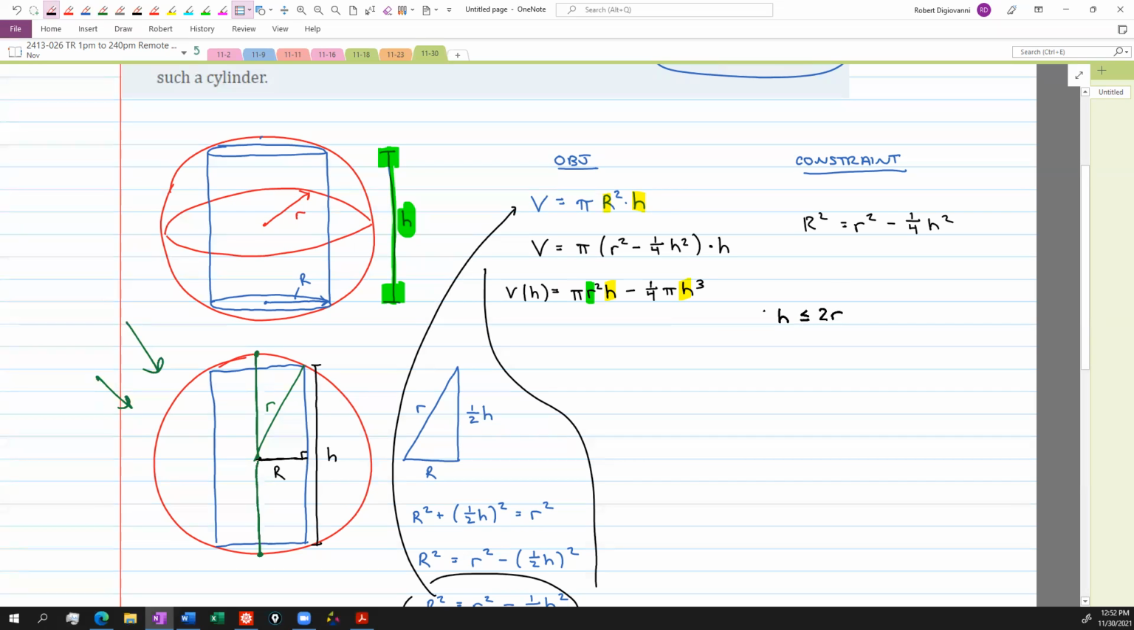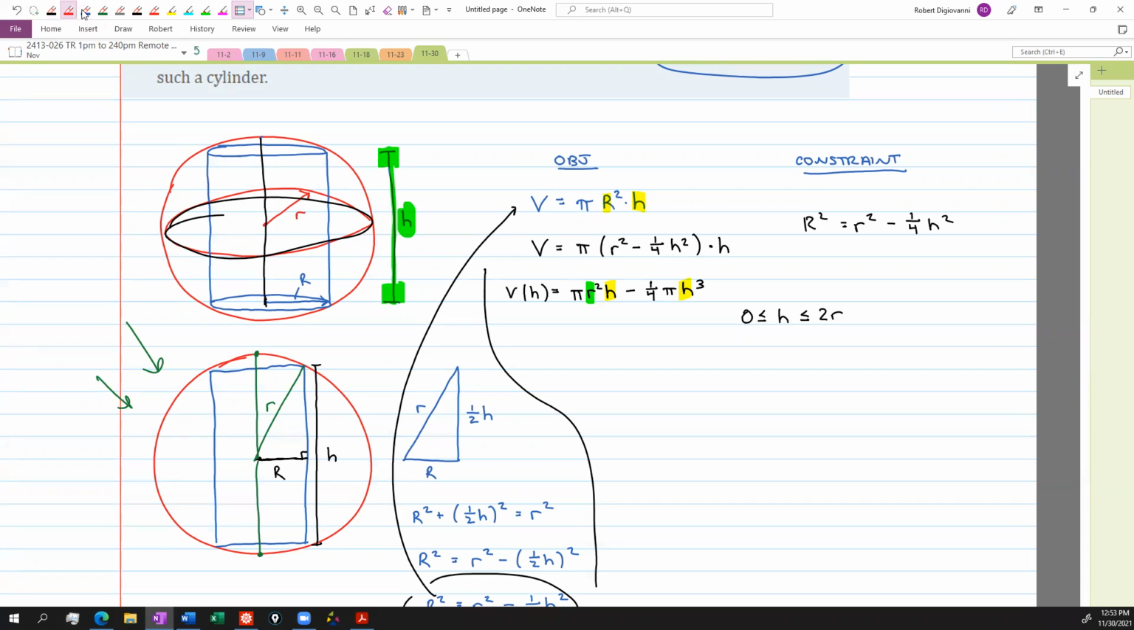And it must also be bigger than or equal to 0, because if h is 0, you don't have any height to the cylinder. So it's basically like a flat sheet. Does that make sense? Yeah. So one extreme is if h is 0, it's a flat sheet, which wouldn't have any volume to begin with. And then the other extreme is that h is 2r, which means you would just have a single line going down the center. And that wouldn't have any volume either. But those are the extremes.